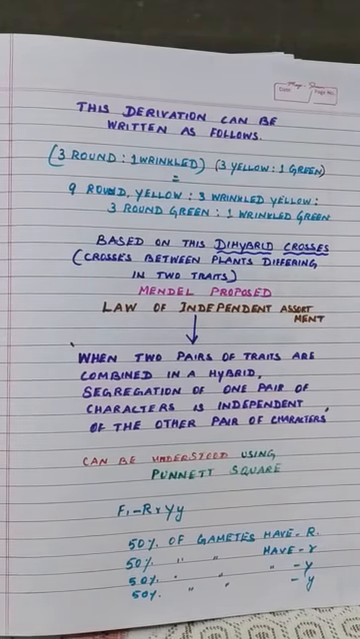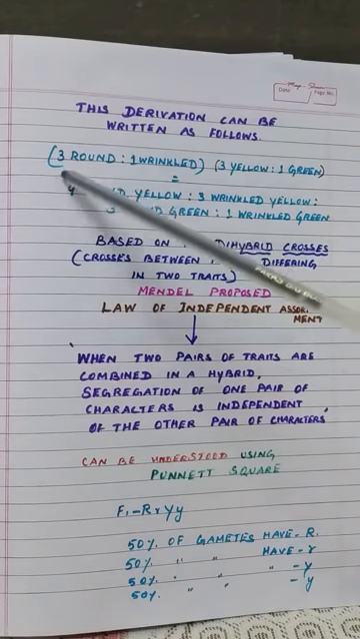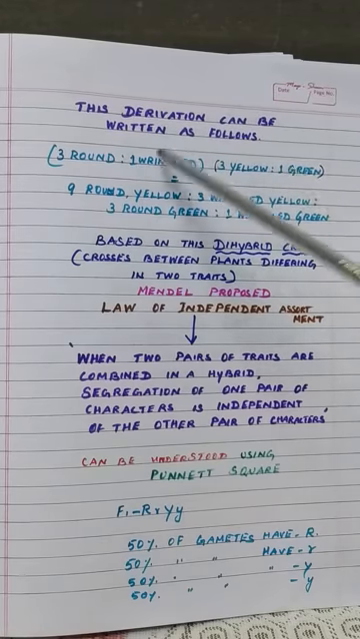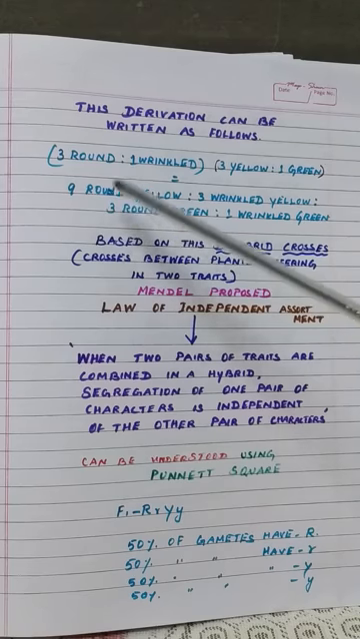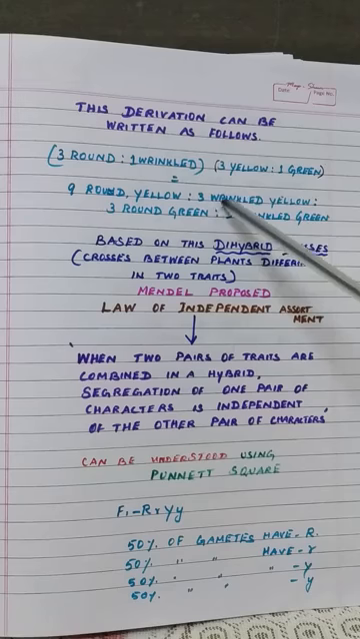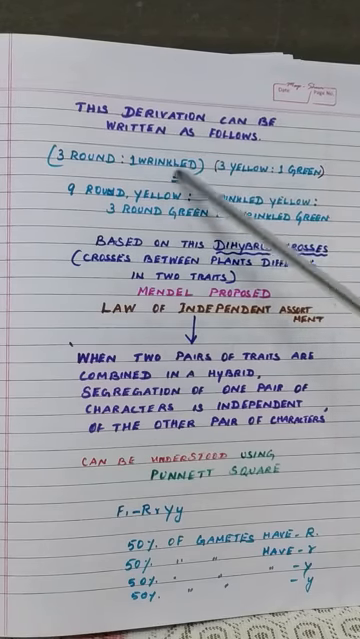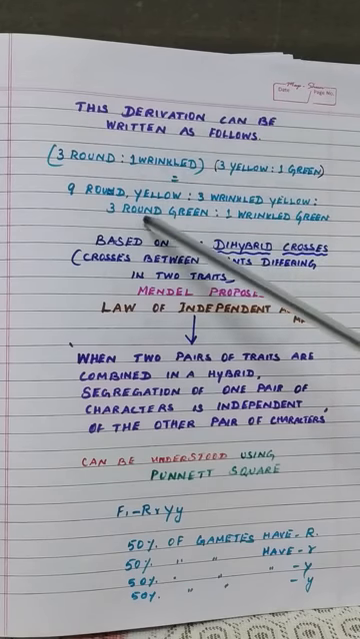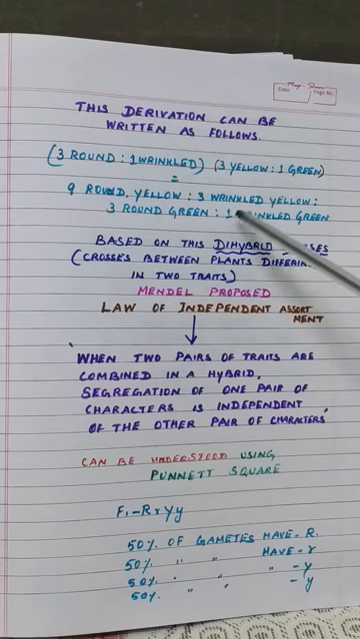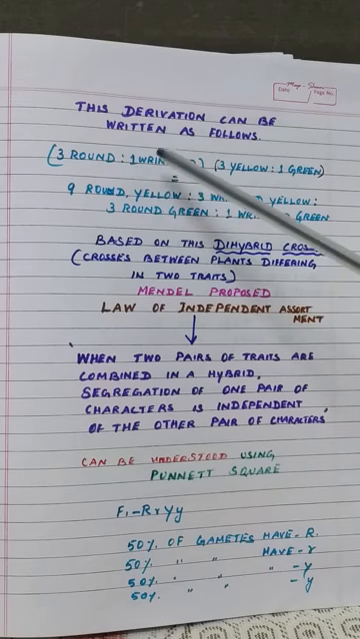This derivation can be written as follows. See, 3 round is to 1 wrinkled, and then 3 yellow is to 1 green. When these two combine together, we can get 9 round and yellow. 3 threes are 9. Round and yellow 9, and then wrinkled and yellow, 1 into 3, 3. So 3 wrinkled and yellow, and then 3 round and green. 3 multiplied by 1, 3 ones are 3, and then wrinkled green, 1 into 1, 1. So wrinkled green. So we got this ratio 9:3:3:1.